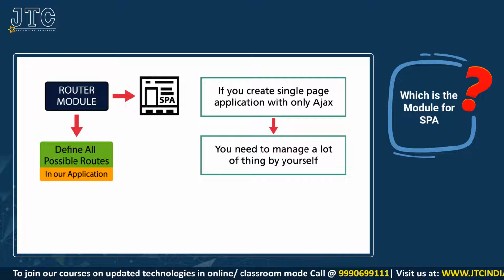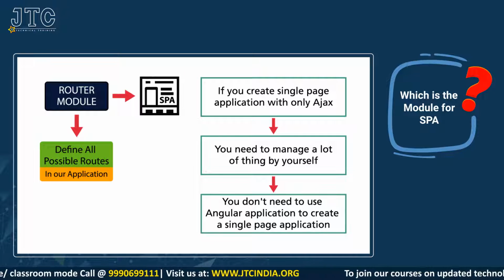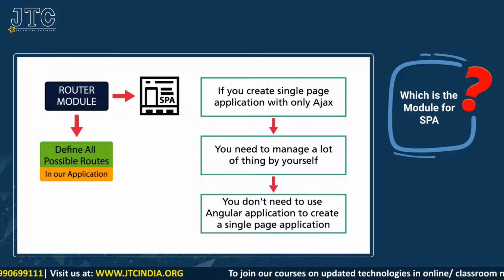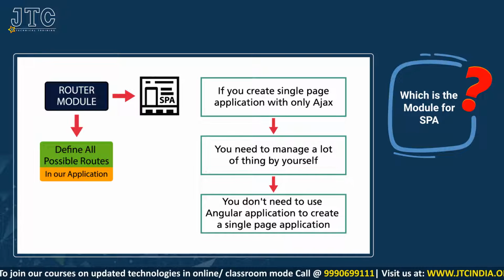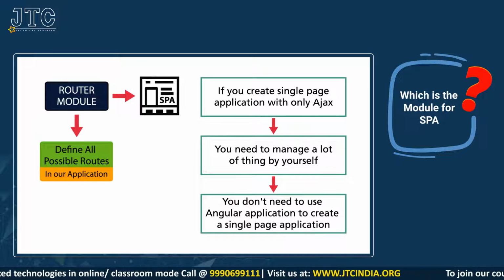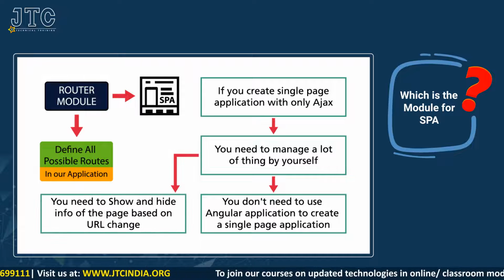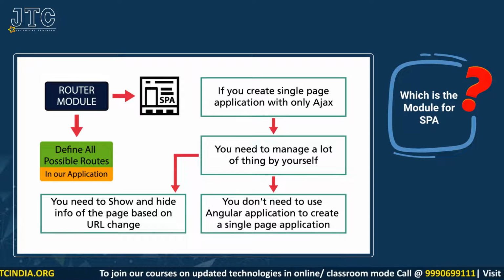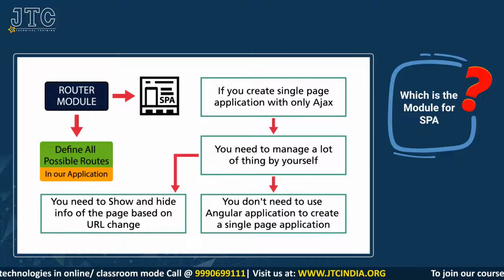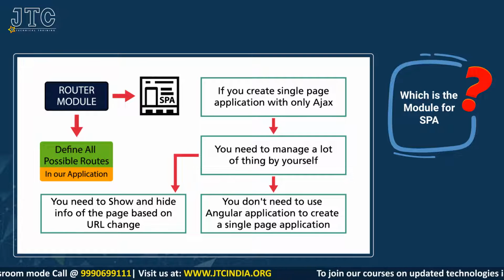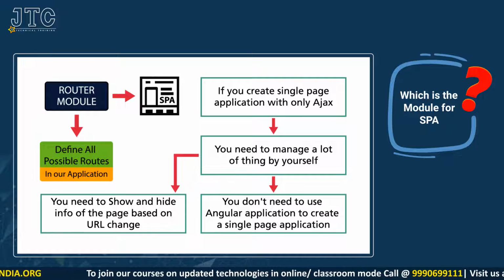So if you're doing it with just Ajax, yeah, you don't even need to use Angular in order to create a single page application. But this is all for the sake of ease. Everything is there in JavaScript and Ajax. We just want to make it easy for the programmer to work with these concepts. So if you're working with Ajax only, then you have to hide and show certain pages, certain divs, on the basis of URL. You have to track the URL change by yourself. So there are a lot of things that you might have to do in case you are not using a single page application or these router modules.